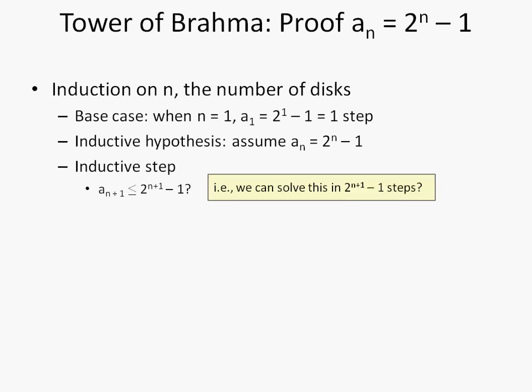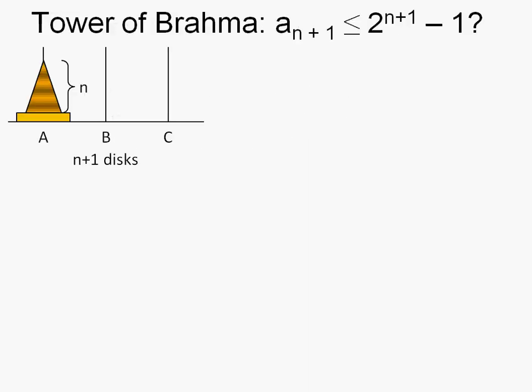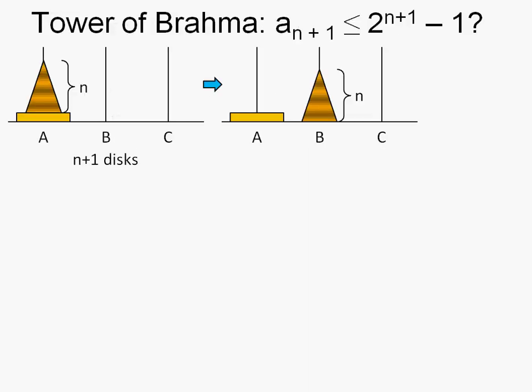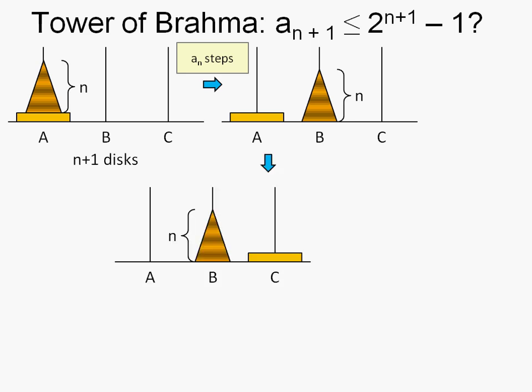It means we want to show that we can solve the game in 2 to the power of n plus 1 minus 1 steps. Let's go back to this observation. First, we move n disks from needle A to needle B. So we know that we need an steps. And we can use 1 step to move the largest disk from needle A to needle C.